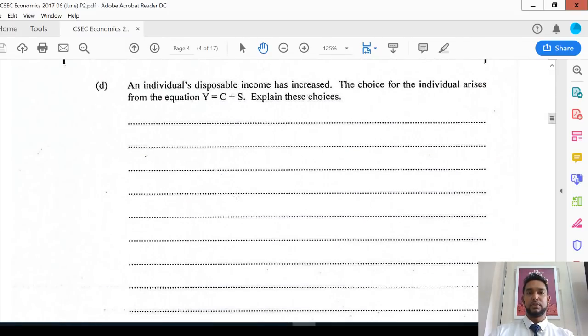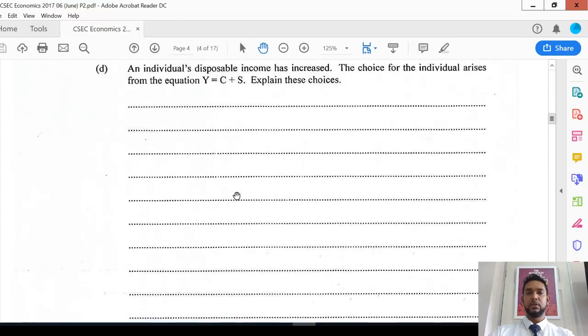An individual's disposable income has increased. The choice for the individual arises from the equation y is equal to c plus s. Explain these choices. So in this equation, what does y mean? Y is the symbol for income. What is c? There are 2 things you can do with your money. What are those 2 things that rational individuals would consider? Spend and save.